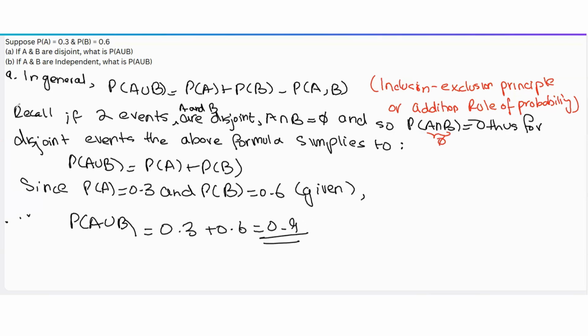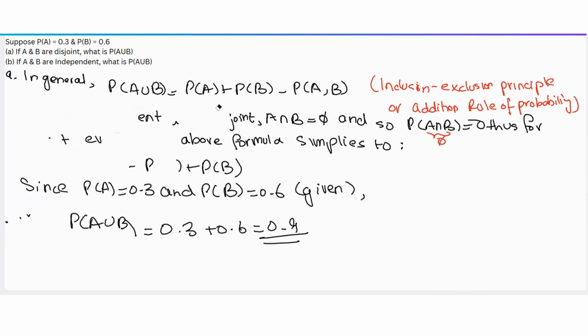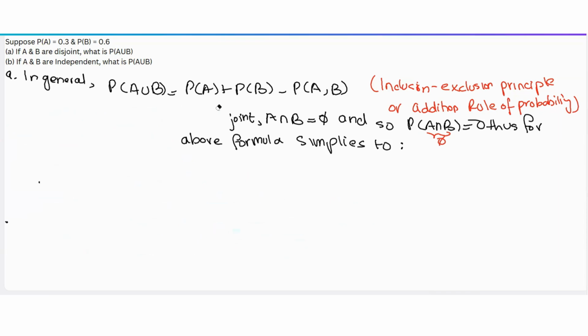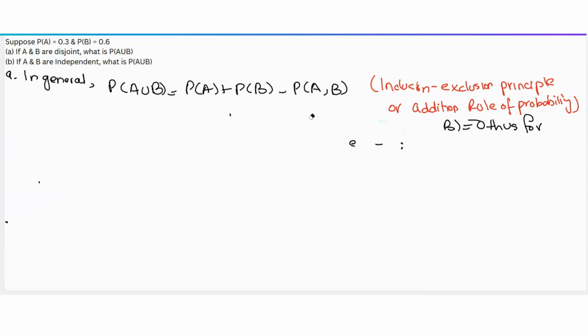Now we want to do part B. In part B, we're told that instead of being disjoint, what if A and B are independent? This formula still holds in general: the probability of A union B is probability of A plus probability of B minus probability of A intersection B. This is the inclusion-exclusion principle, or the addition rule of probability. We first looked at the case where A and B are disjoint, and said the probability of A intersection B turns out to be 0. Now let's look at another special case, part B.